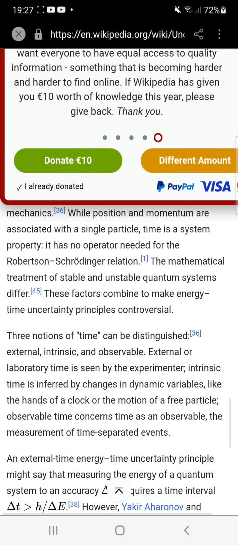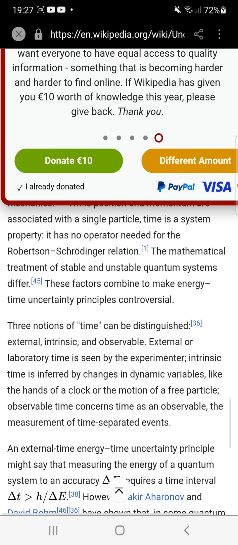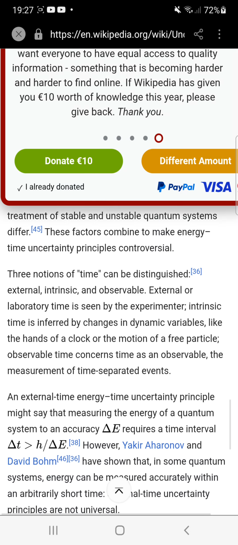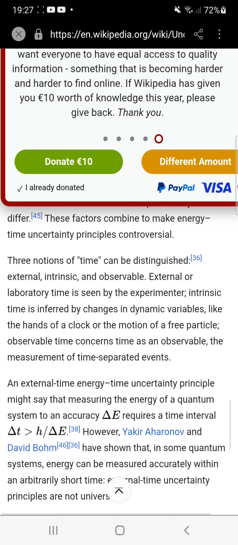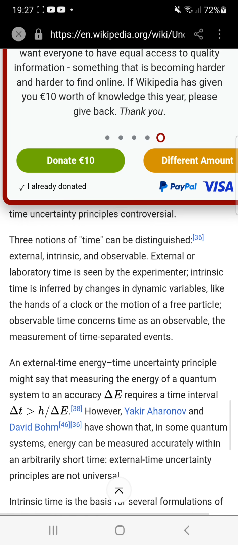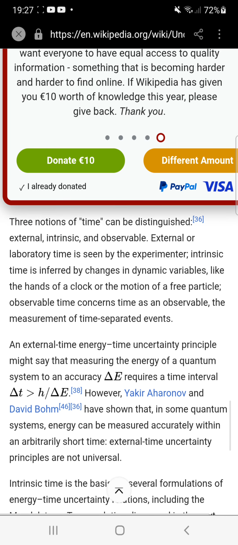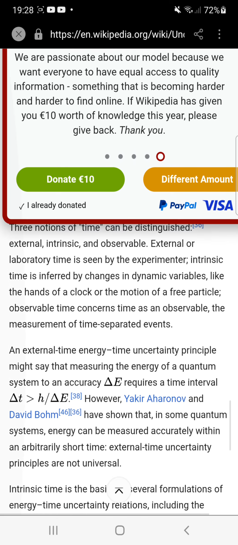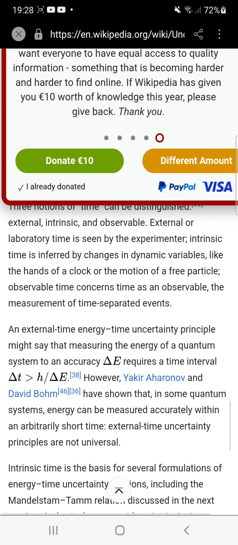It has no operator, which is needed for the Robertson-Schrödinger relation. The mathematical treatment of stable and unstable quantum systems differ. These factors combine to make energy-time uncertainty principles controversial. Three notions of time can be distinguished: external, intrinsic, and observable. External or laboratory time is seen by the experimenter.